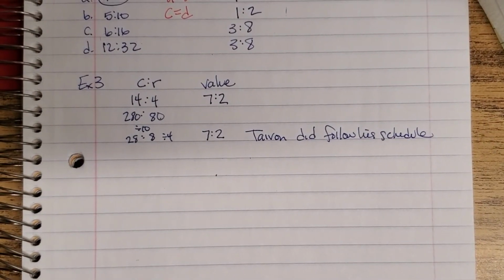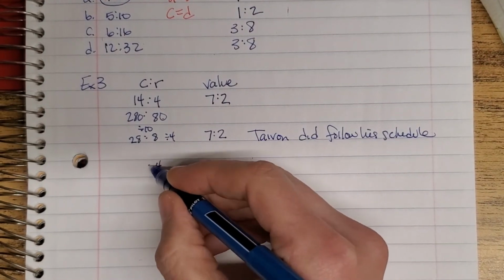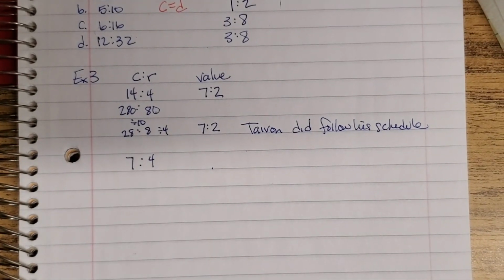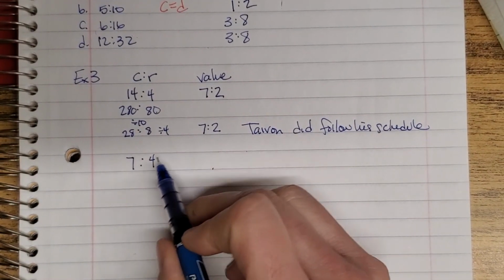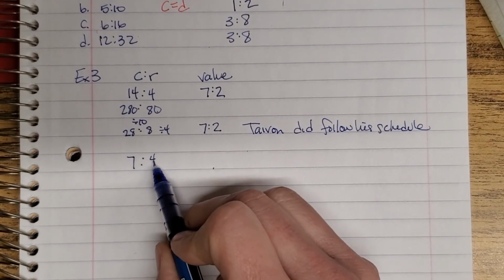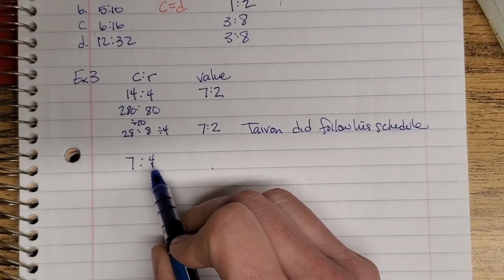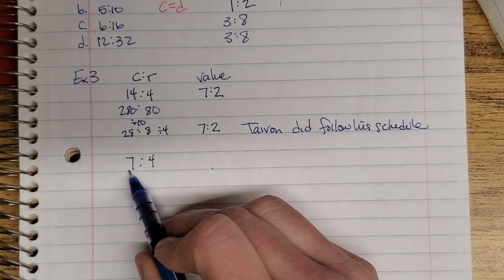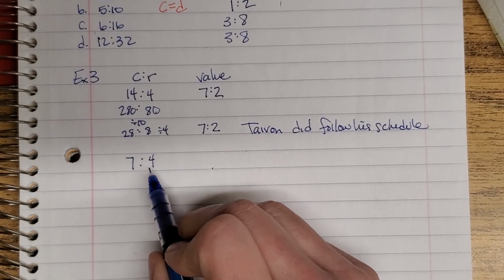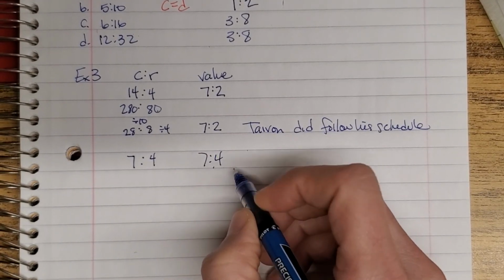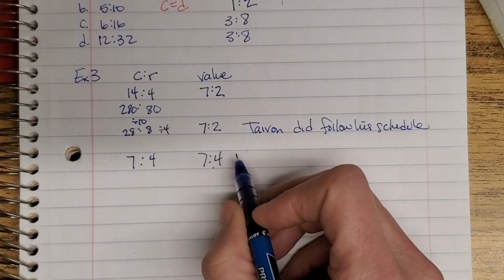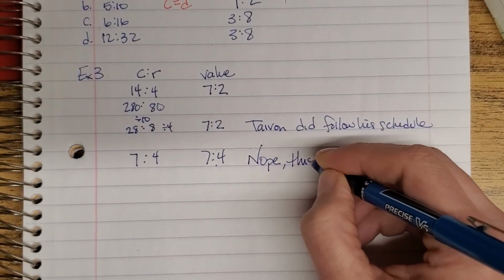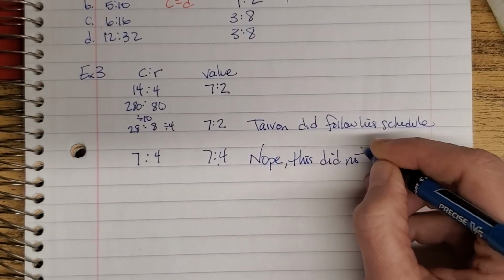In one training session, Tavon ran 4 miles and cycled 7 miles. Did this match his training schedule? So does this match 7 to 2? Well, can this be reduced at all? Let's stick with the 4 because we've talked about that one. 1 and 4. 4 doesn't go into 7. 2 times 2. 2 doesn't go into 7. That means this is simplified. The value of this ratio is 7 to 4. Does this value match the other two? Nope. This did not follow.